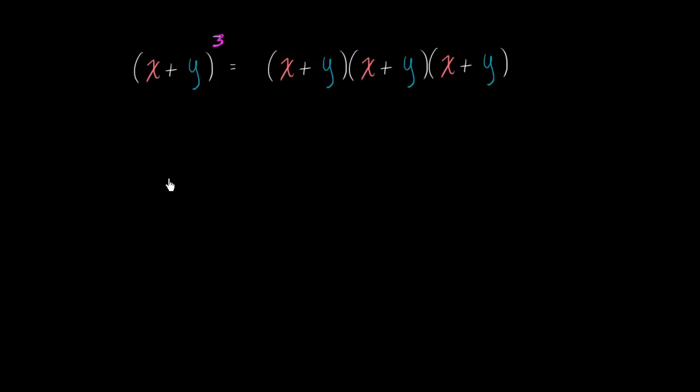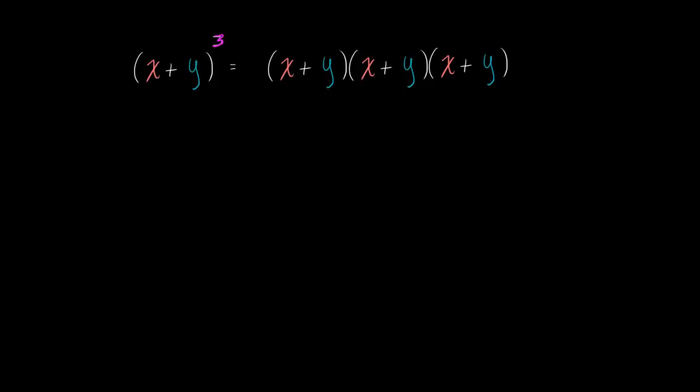What I want to do in this video is hopefully give more intuition as to why the binomial theorem, or the binomial formula, involves combinatorics. So let's just think about what this expansion would be. I'm just using a particular example that's pretty simple, x plus y to the third power, which is x plus y times x plus y times x plus y.